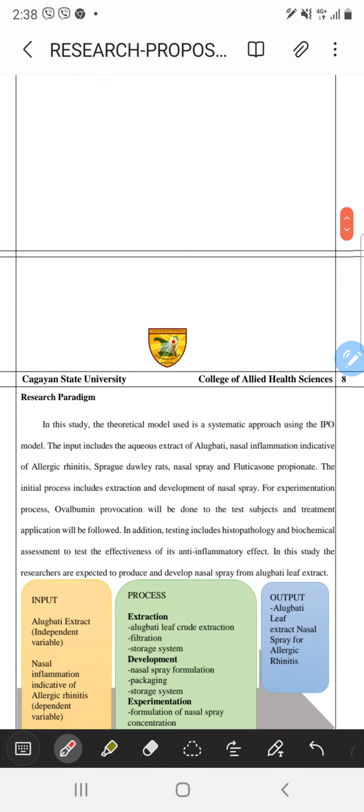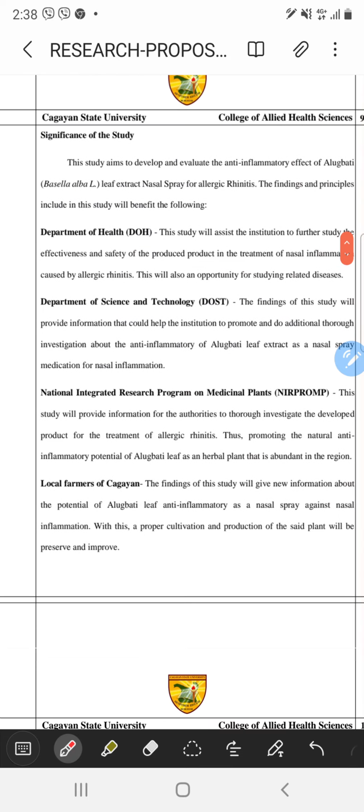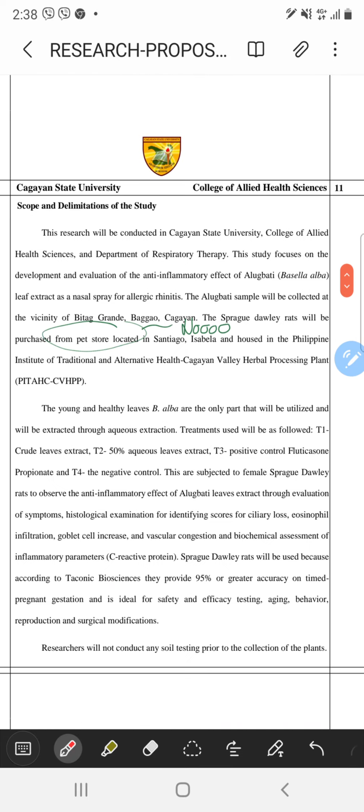For conceptual framework, yes, it's okay. For scope and the limitation, it's okay. Just that we don't want to see this pet store. We won't be getting from a pet store. So it's better if you put, we will purchase from a registered or authorized seller of lab rats. Make it general maybe.